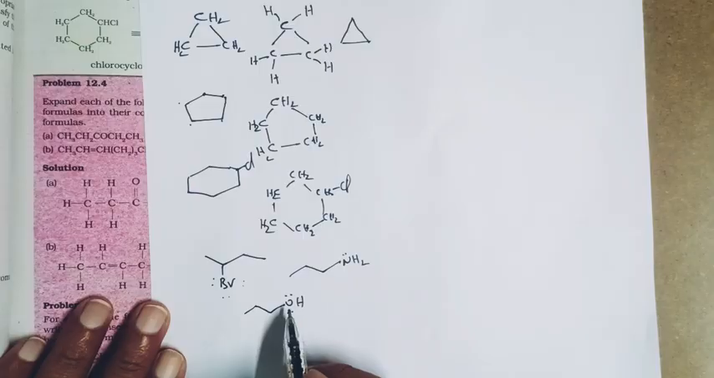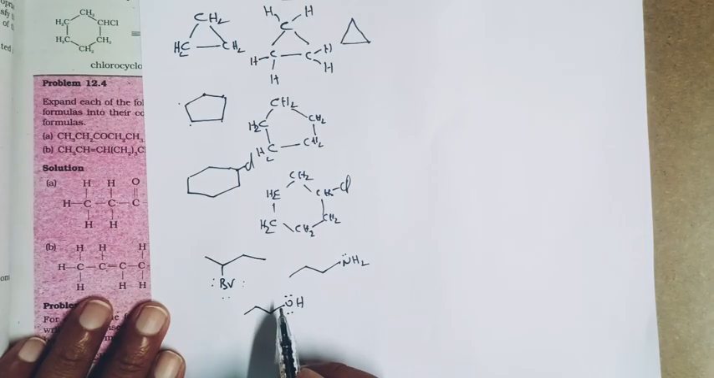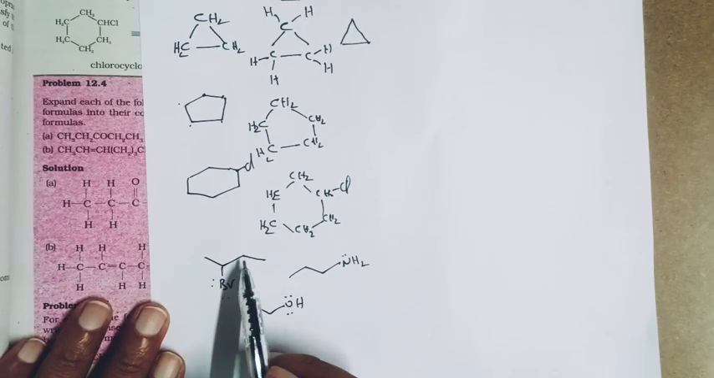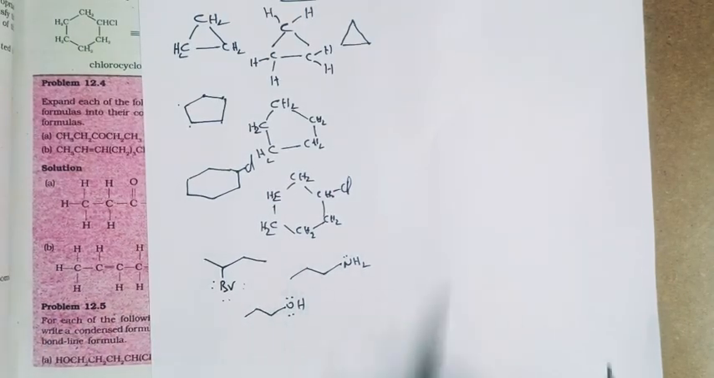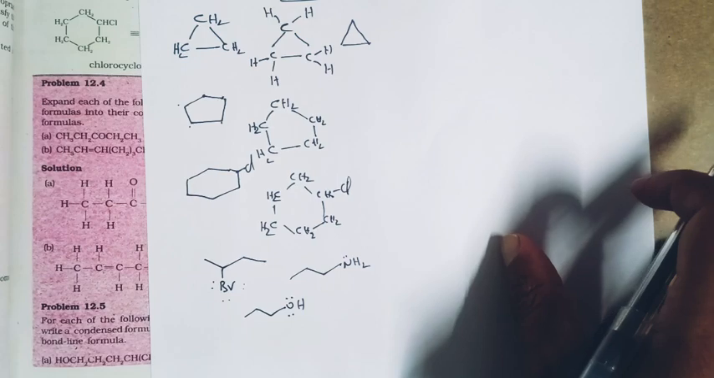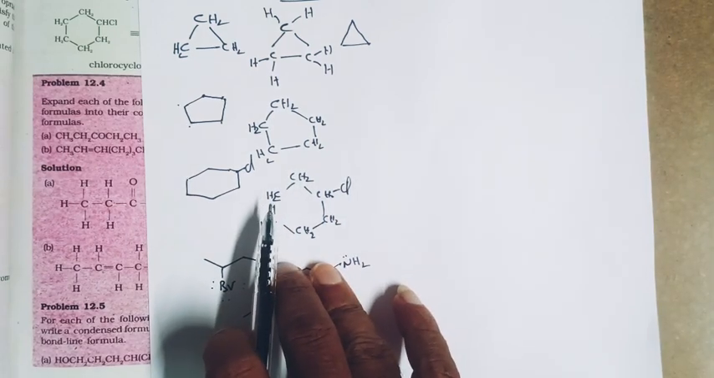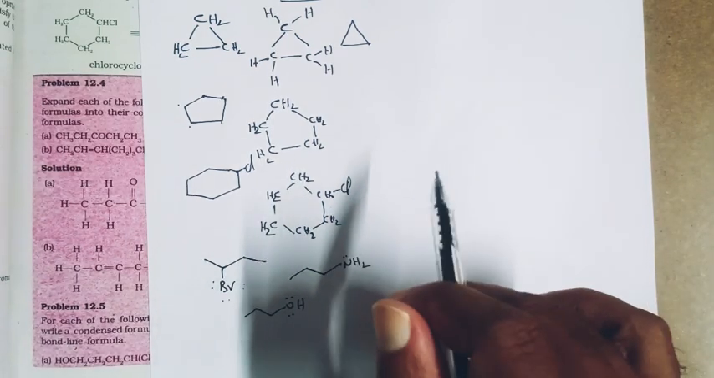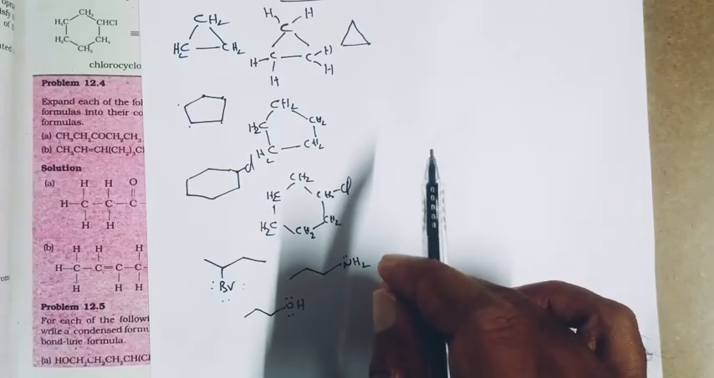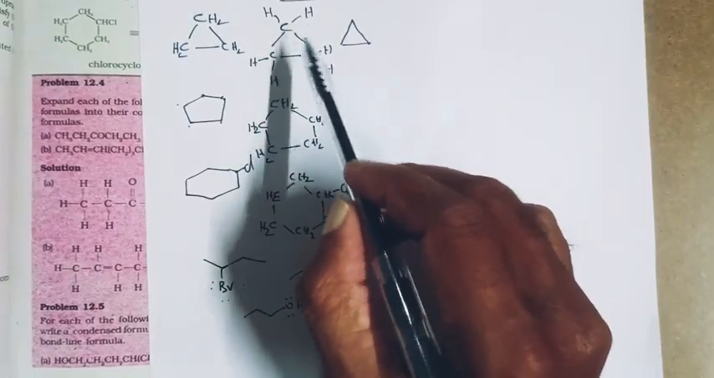Heteroatom means the atom other than carbon and hydrogen. That means oxygen, chlorine, bromine, iodine, fluorine, nitrogen, sulfur, and phosphorus. All these are heteroatoms, other than carbon and hydrogen. These must be shown, and carbons and hydrogens we do not have to show. So this is the way to write the condensed structure, bond line structure, dashed structure, and total complete structural formula.